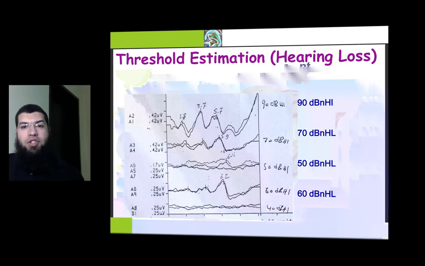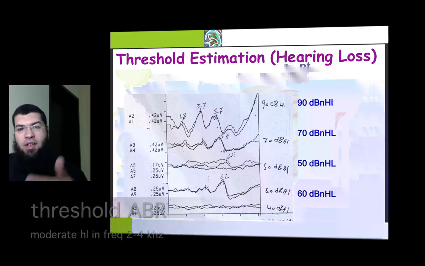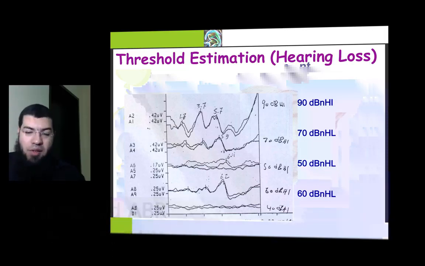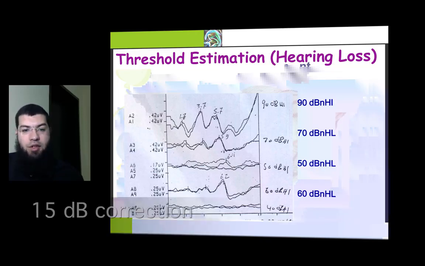This is threshold estimation. This is an ABR trace we can find here. Identifiable and repeatable ABR waves could be traced down to 60 decibel nHL, reflecting moderate hearing loss in the frequency range 2 to 4 kHz when we are using a click ABR. We said it is a moderate and not a moderately severe hearing loss, as we apply a correction factor of 10 decibel nHL.